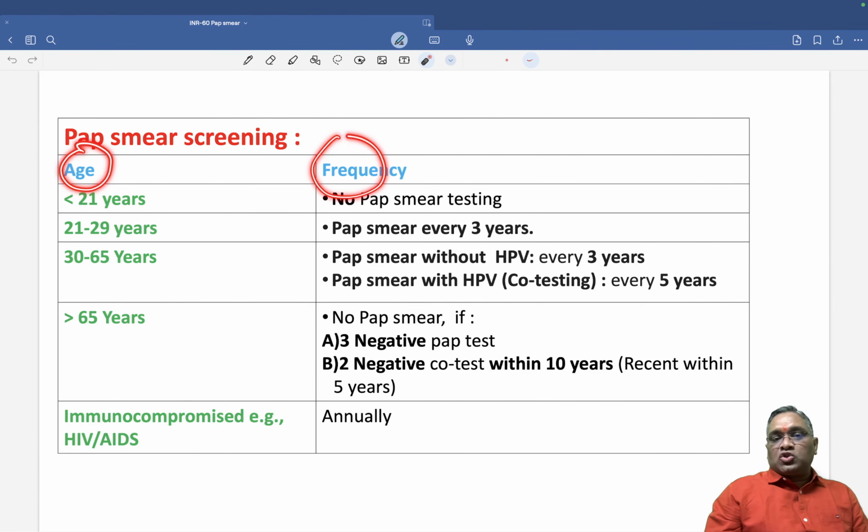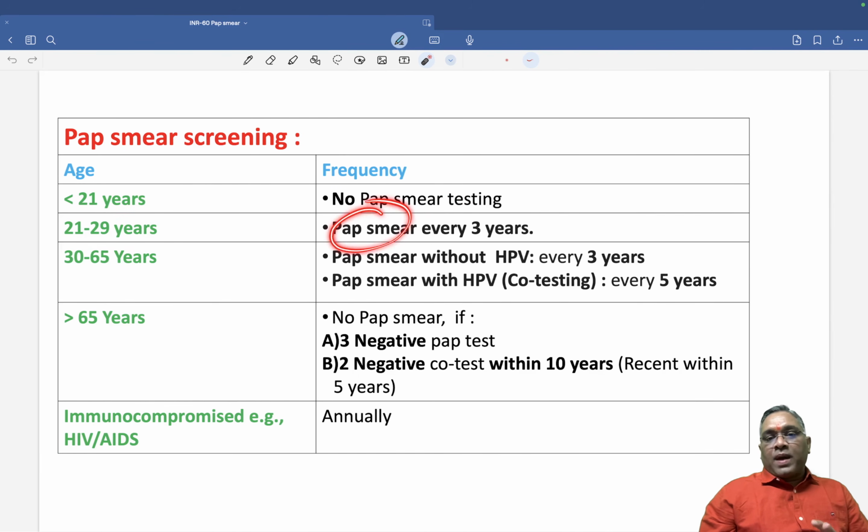What age and what should be the frequency? No pap smear is done if age is less than 21 years. No pap smear testing, right? When a lady is between 21 to 29 years, then you should do a pap smear every 3 years. Remember, every 3 years. 21 to 29 years, every 3 years we have to perform the pap test. And 30 to 65 years, you can do a pap smear test alone without HPV, right? You can do only pap smear without HPV, but that should continue like this only. Every 3 years you have to continue. Or you can do pap smear with HPV.